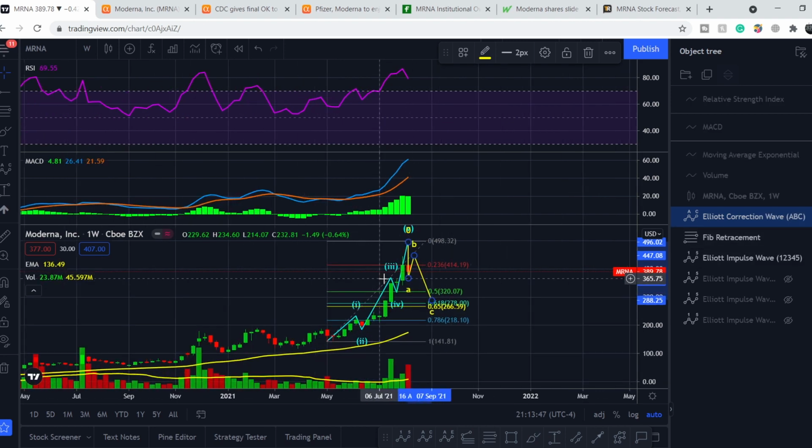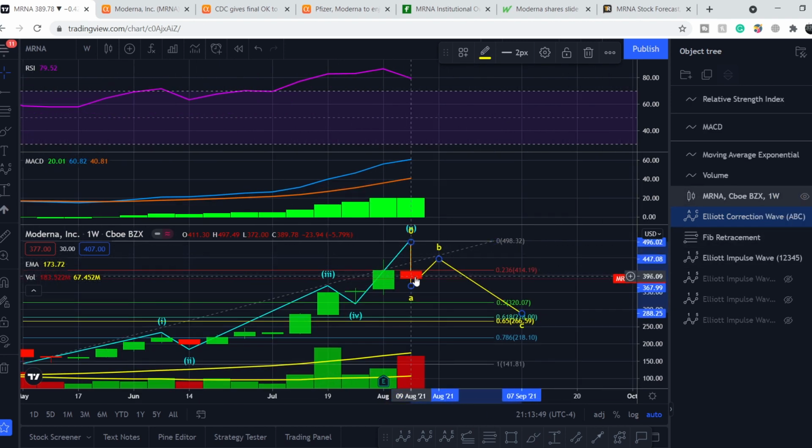And let me show you this candle. This candle is a rather bearish candle, and it has very good volume for the candle. This means we might go lower. This candle is called a shooting star. And it is basically a trend reversal candle.